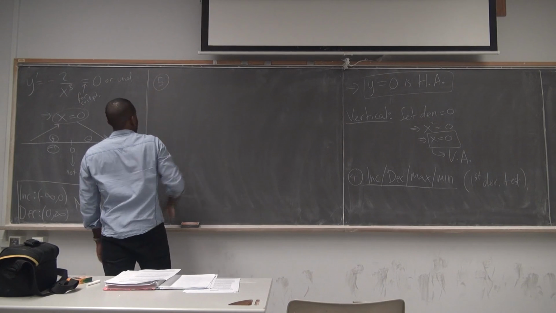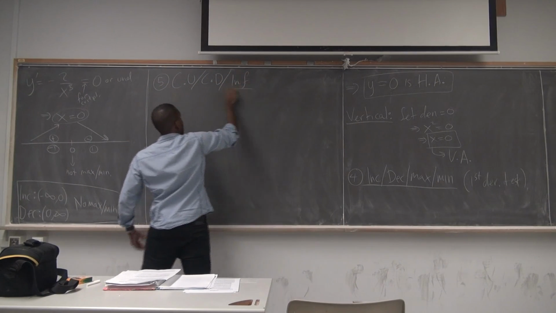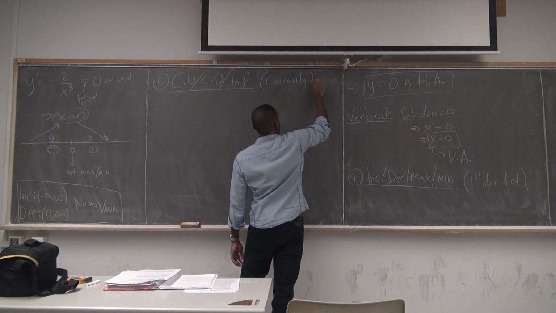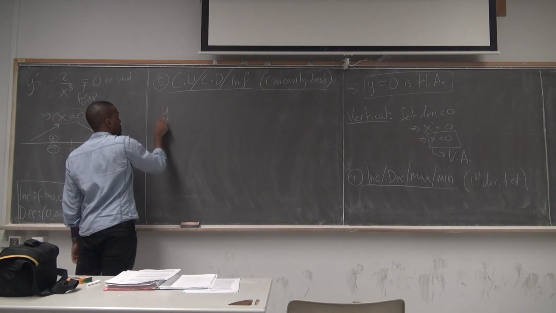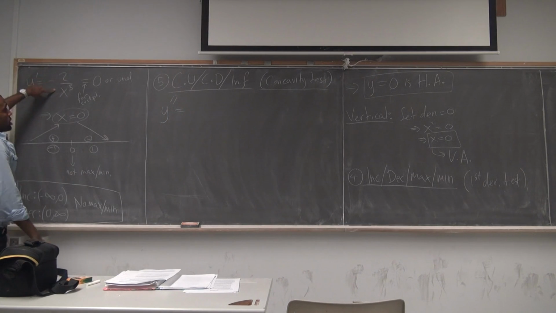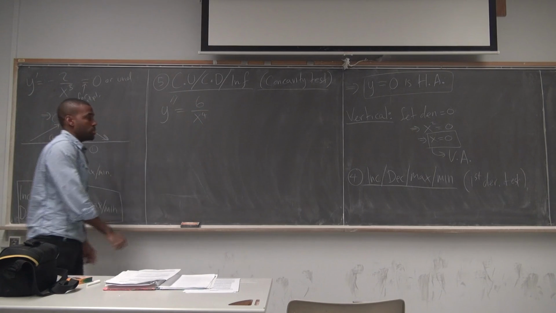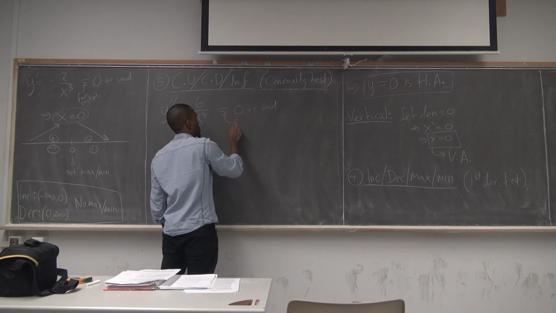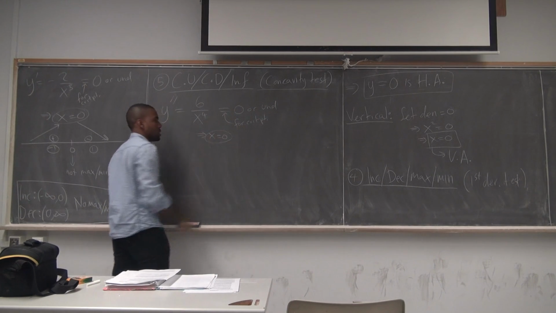Step 5. In step 5, we care about concave up, concave down, inflection points. Basically what we're going to do here is a concavity test. For the concavity test, I need the second derivative. So here the derivative was minus 2x to the minus 3, so if I find the derivative of that, I'm going to get 6x to the minus 4. That will be my second derivative. Set it equal to 0 or undefined, and x equals 0 is going to be the only guide.